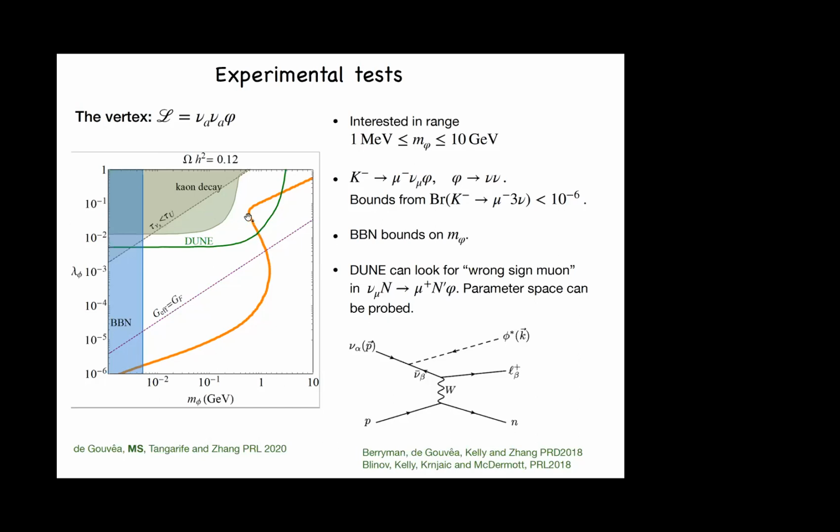And what this shows you is that there are regions of parameter space which can be probed by DUNE. So these interactions are not completely without experimental probes, and you can try to rule out these models if, for example, DUNE can do it, and even other detectors like MINOS and MiniBooNE can also try to probe these regions.